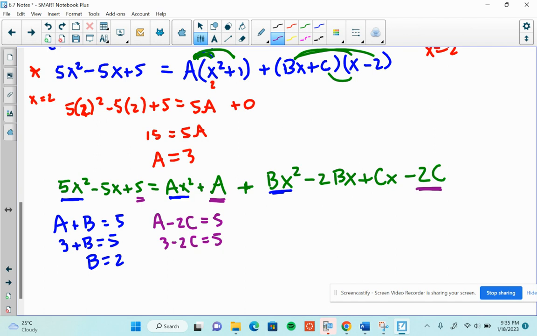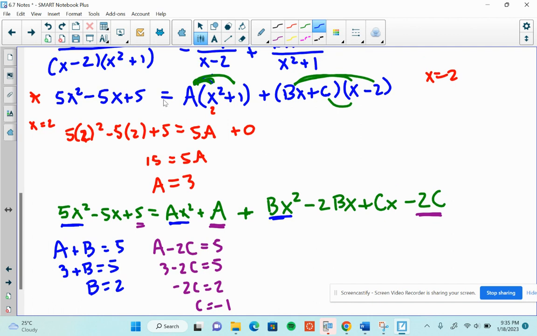Okay. So if we subtract 3 from both sides, we get negative 2c equals 2. So c equals negative 1. Now I have them all, the a, the b, and the c. So what do we got? When it's all said and done, let me go back up here just a little ways.